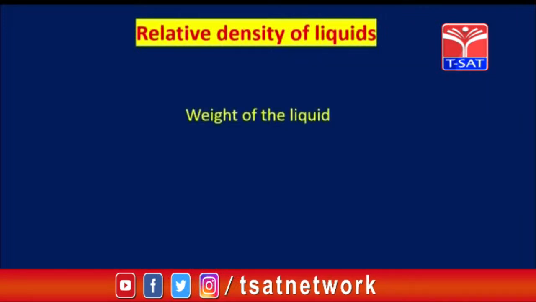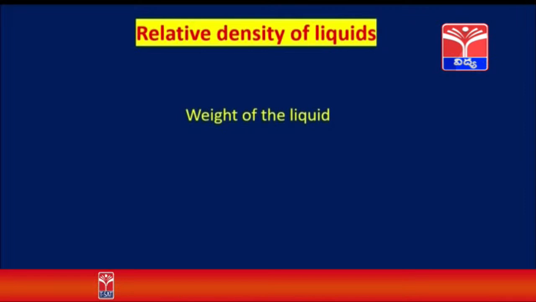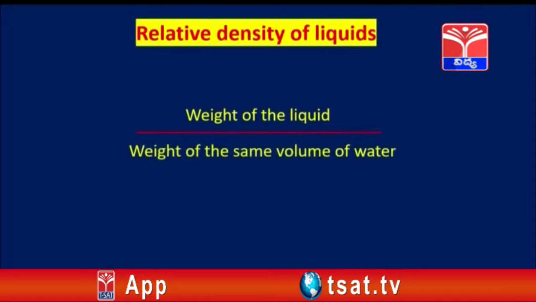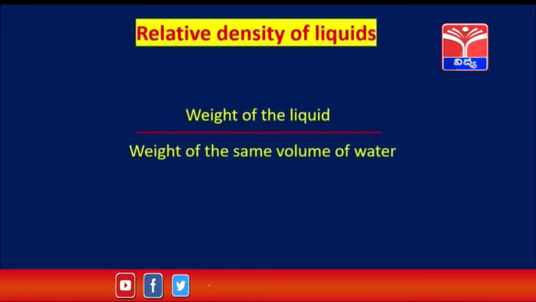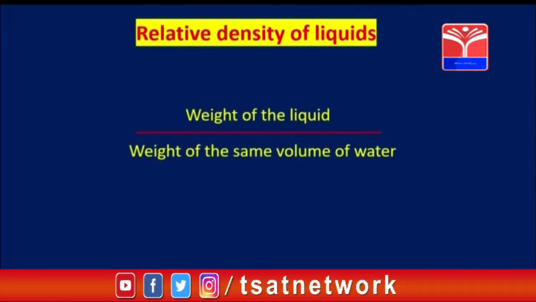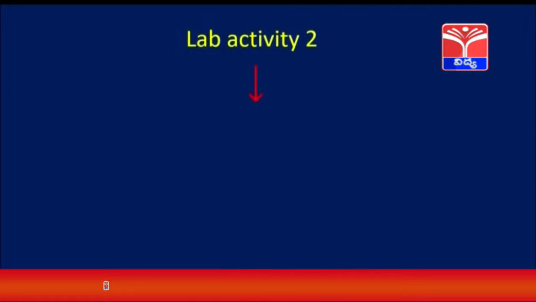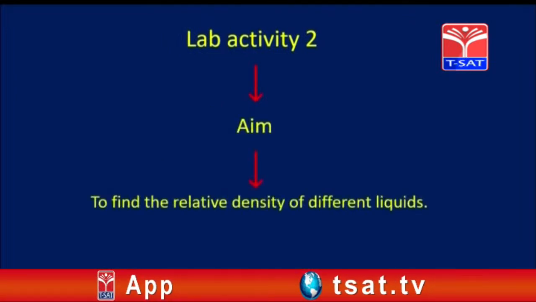The formula for finding the relative density of a liquid is the weight of the liquid by the weight of the same volume of water. So, we have to weigh the liquid and the same volume of water. You can understand this with another lab activity. Lab activity 2: to find the relative density of different liquids.